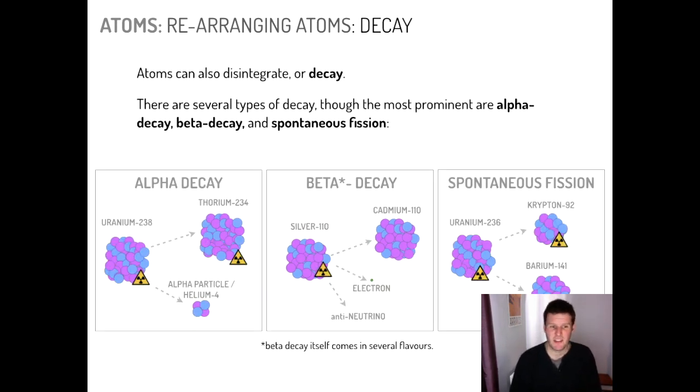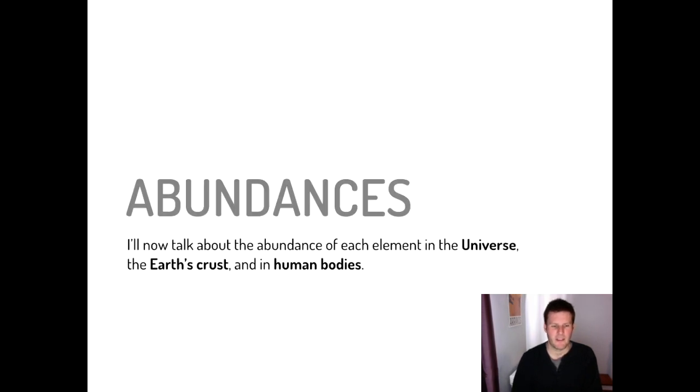Atoms can also disintegrate or decay, and there are several different types of decay, although the most prominent are alpha decay, where you lose an alpha particle or a helium-4 nucleus; beta decay, where you essentially change a proton or a neutron into a neutron or a proton; and then spontaneous fission, where a larger nucleus can break apart into two roughly equal-sized pieces. Okay, so that was our introduction to how we rearrange atoms.